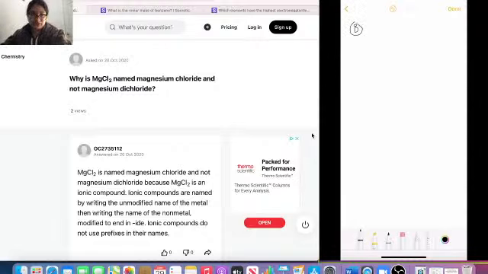Our next question is, why is magnesium chloride named magnesium chloride and not magnesium dichloride? That's a very good question. Magnesium chloride is made out of magnesium, which has a positive charge, and chlorine, which has a negative charge. The way you make the chemical formula is to crisscross the charges, and that's how you get MgCl2.